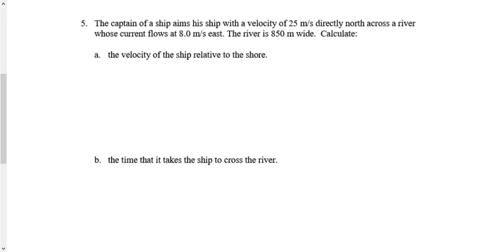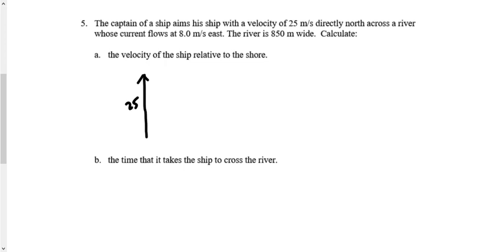Good. Captain is aiming his ship with a velocity of 25 meters per second due north. So we're going to draw that as a solid line vector, 25 meters per second directly north. Make sense? It's not where the ship is going. This is where the captain of the ship is aiming, or this is contributing to where the captain of the ship actually goes.